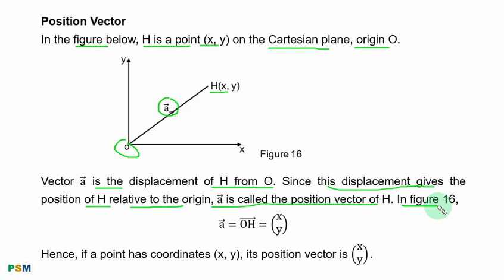In figure 16, vector A is equal to vector OH and is equal to the column vector with the entries s and y. Hence, if a point has coordinates (s, y), its position vector is a column vector.